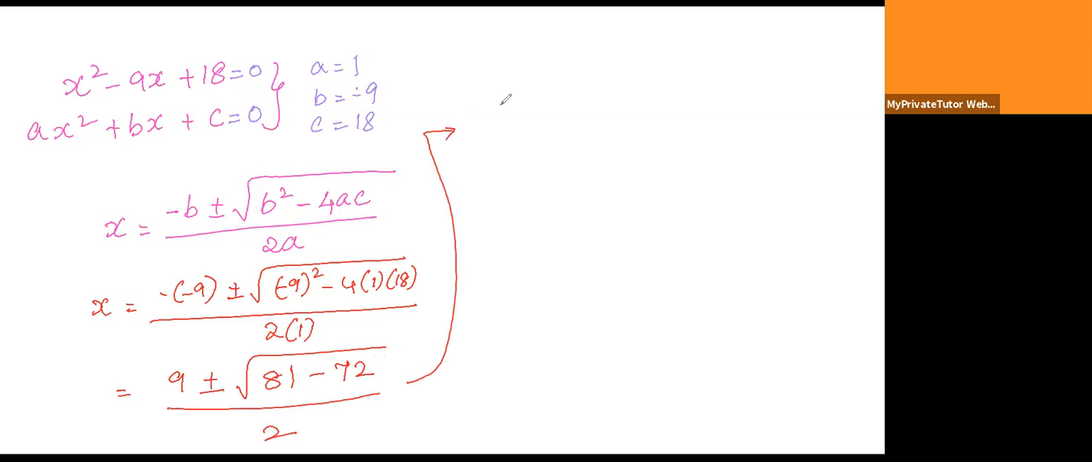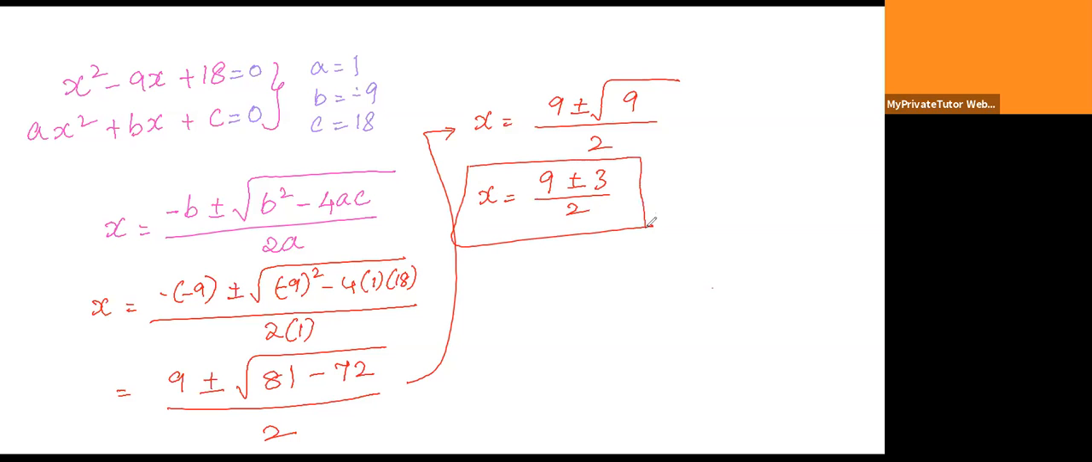So I'm just writing here. So x equals 9 plus or minus, what is 81 minus 72? 9. I hope everyone agrees to that. And then divided by 2. So please check it again. 9. What is the square root of 9? 3. So this is the answer we got here. x equals 9 plus or minus 3, divided by 2.